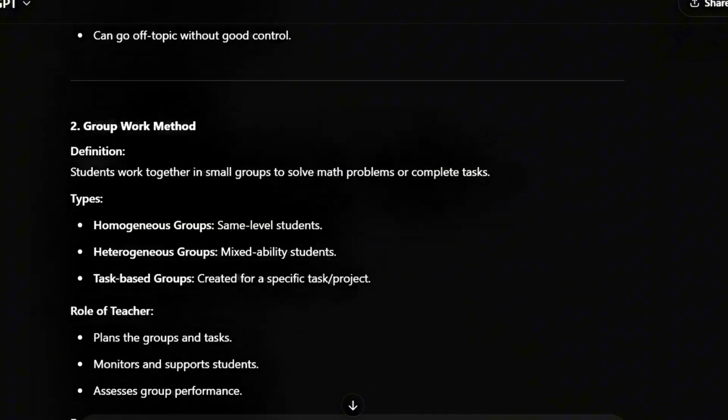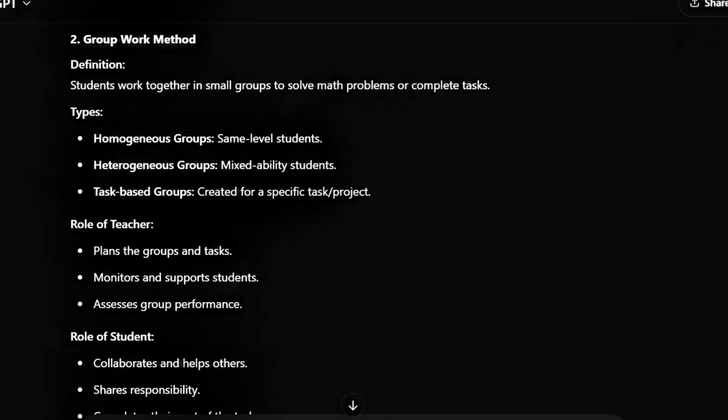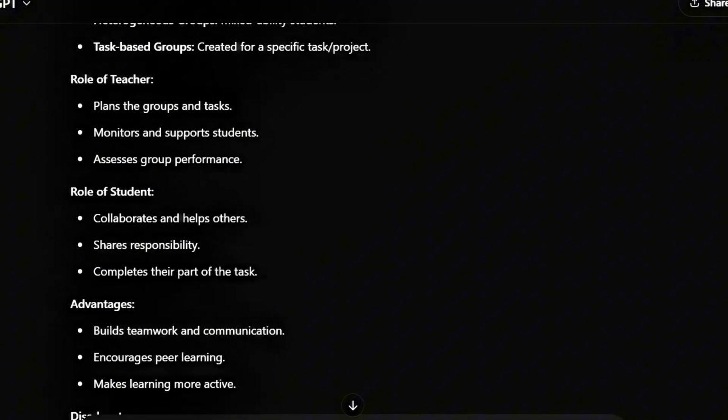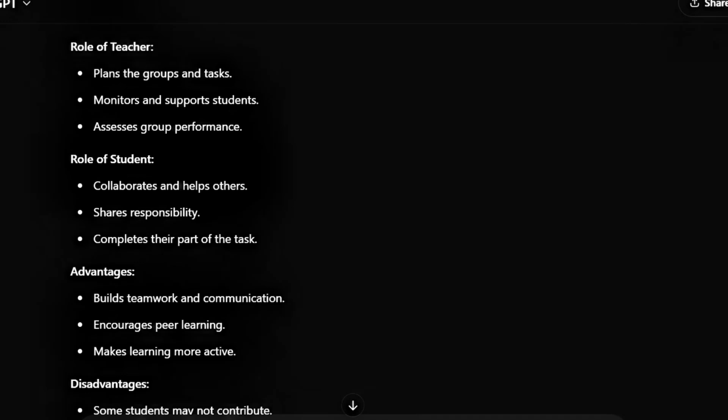2. Group work method. Definition: students work together in small groups to solve math problems or complete tasks. Types: homogeneous groups, same-level students; heterogeneous groups, mixed ability students; task-based groups, created for a specific task or project. Role of teacher: plans the groups and tasks, monitors and supports students, assesses group performance. Role of student: collaborates and helps others, shares responsibility, completes their part of the task.